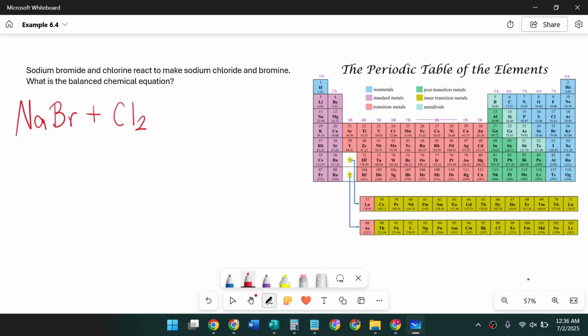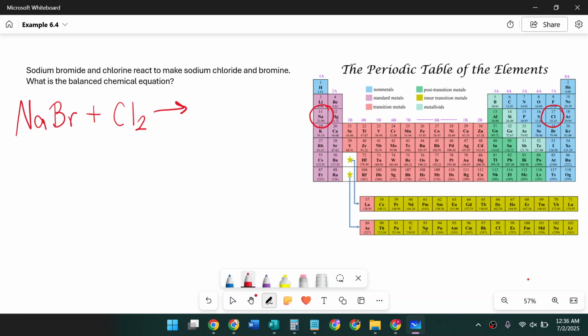I could be putting little symbols after these, like the gas, liquid, stuff like that, but I'm not going to because the problem didn't specifically say what state of matter each of these was in. All right, and then it's going to make sodium chloride. You probably recognize that at this point as table salt.